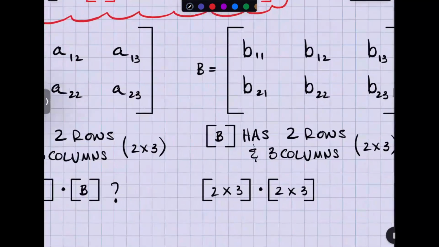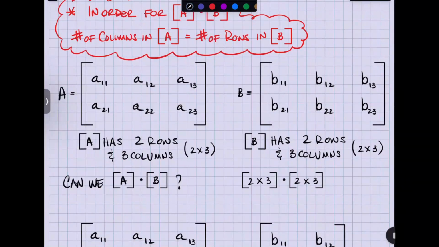So you see that A is a 2 by 3. You see that B is a 2 by 3. Yes? Let's put the 2 by 3 times 2 by 3 together. If these two inner numbers are not equal, then they cannot multiply. So because there's a 3 and a 2, those two cannot multiply.